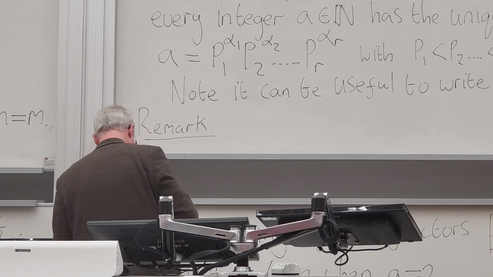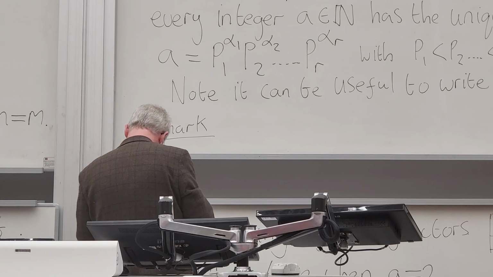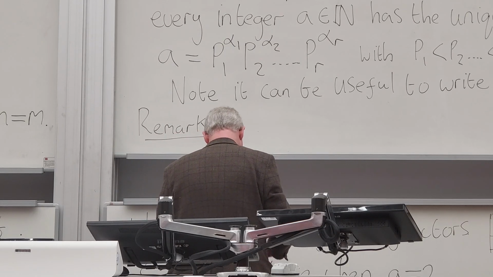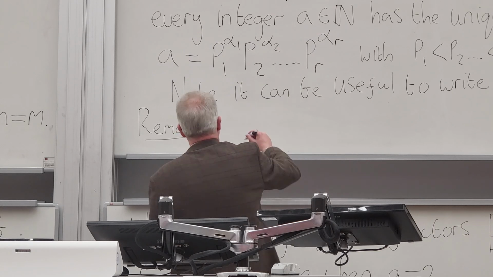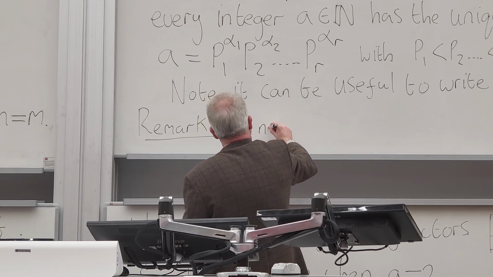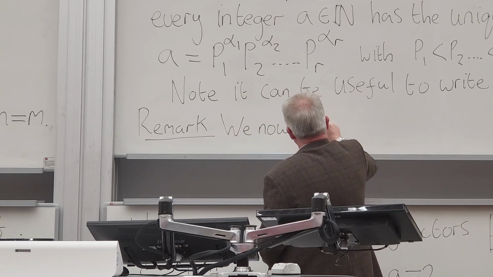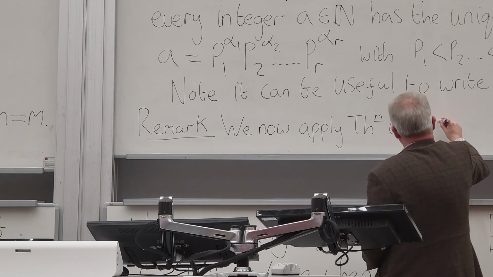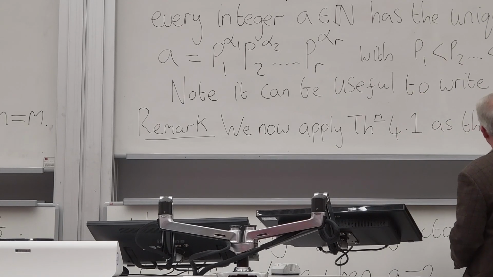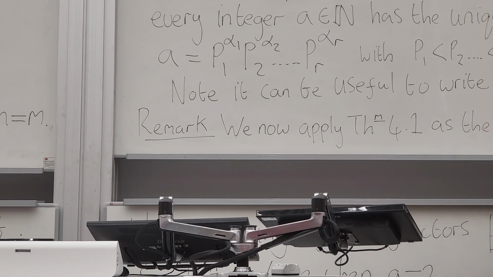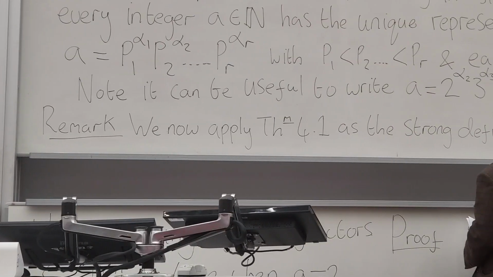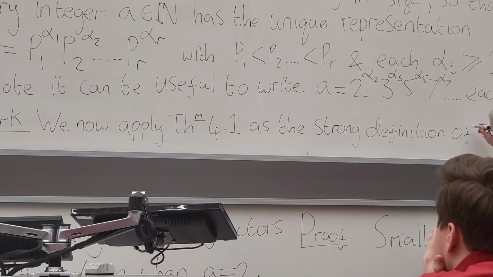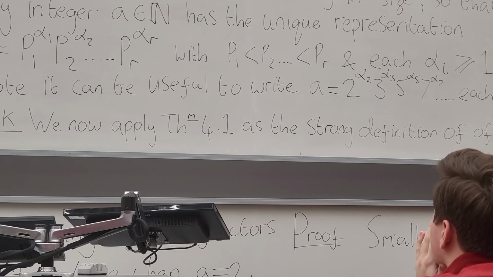Okay, so we'll have a remark. So we now apply theorem 4.1 as the strong definition of a prime number.